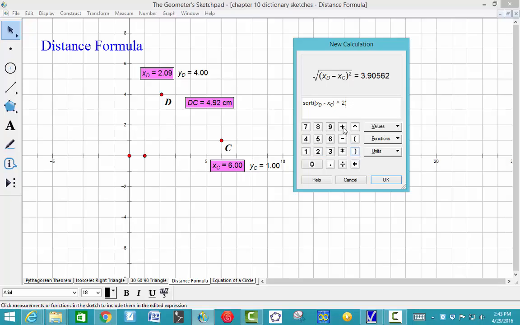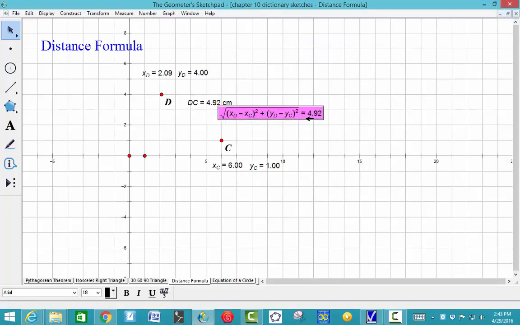Plus parentheses, and I went from D to C, so let's go D minus C, y minus y, and again we're going to square that, and there you go. So our distance formula, the difference of the x's squared plus the difference of the y's squared equals the radius squared. So by taking the square root, we get the distance between the 2 points.